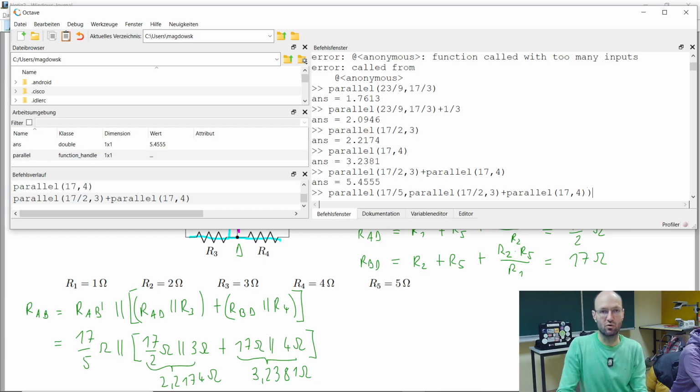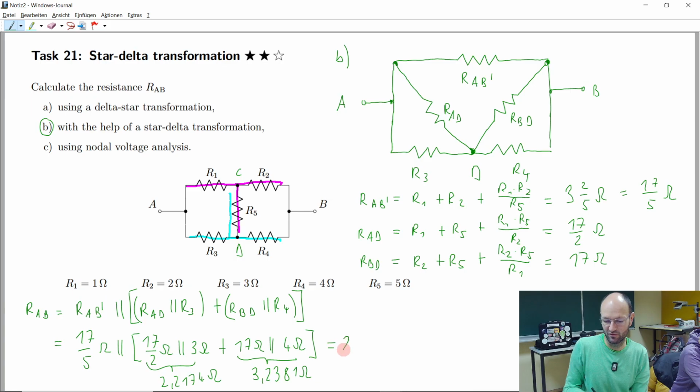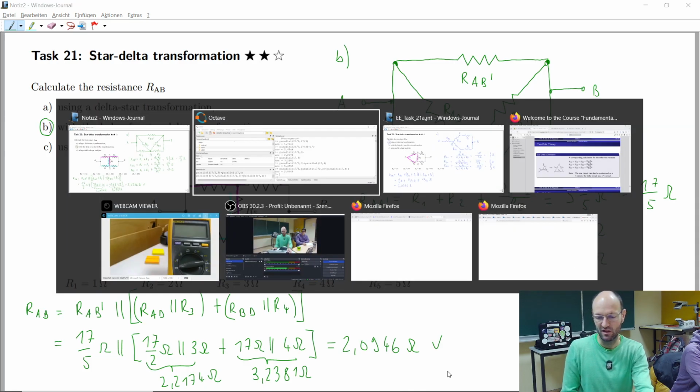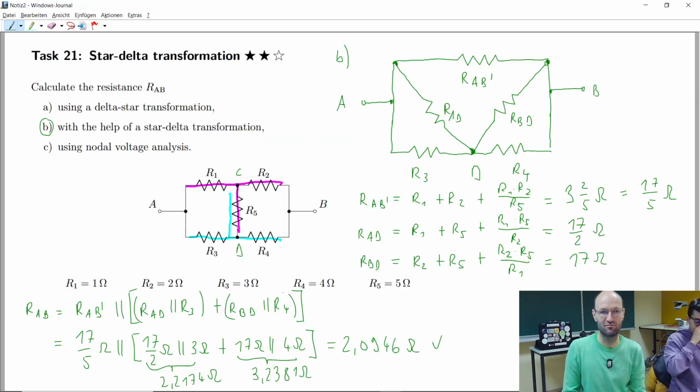And this should be our total equivalent resistance. So it's once again 2.0946, which perfectly makes sense because this is also what we calculated before. So we can make a check mark and say, okay, it should probably be correct because it would be quite a freakish coincidence if we would have done the very same calculation mistake in this way and in these formulas as in these formulas here.